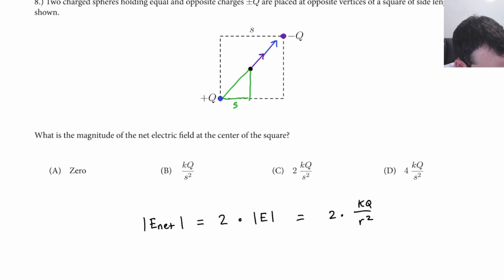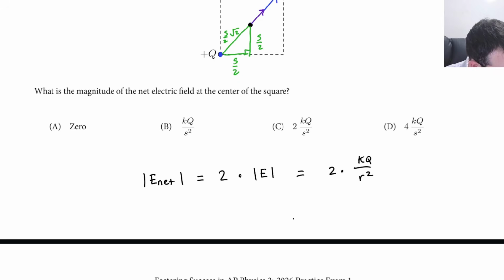this distance is S over 2. This distance is S over 2. So this distance is S over 2 times square root 2. Or it's also half the diagonal. So you should know that the diagonal of a square is S root 2. And then you just divide it by 2. So you get 2 times KQ over 1/2 s root 2 all squared.